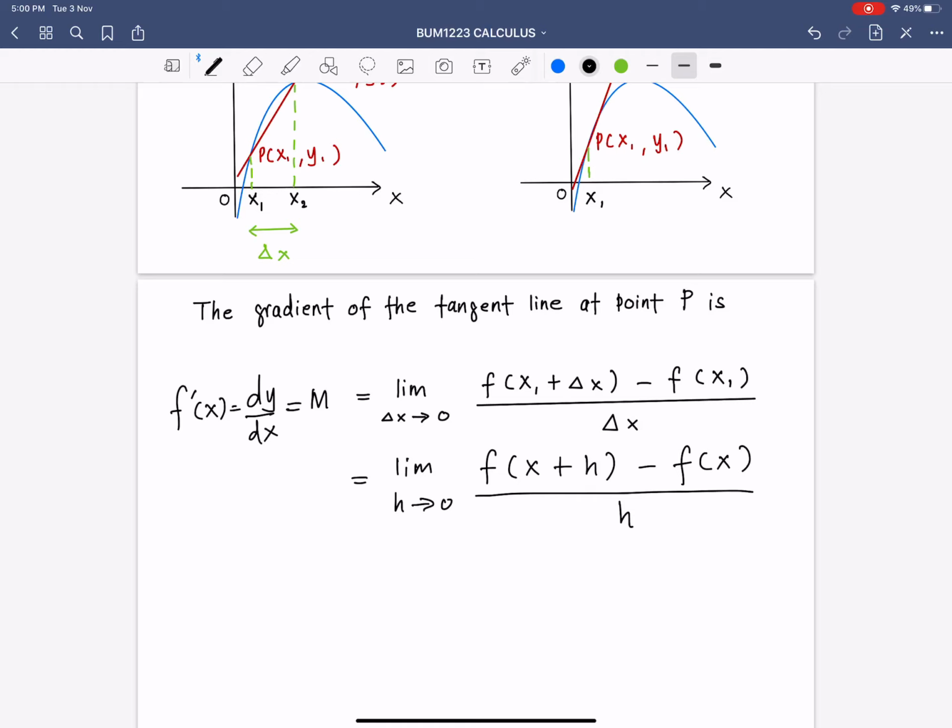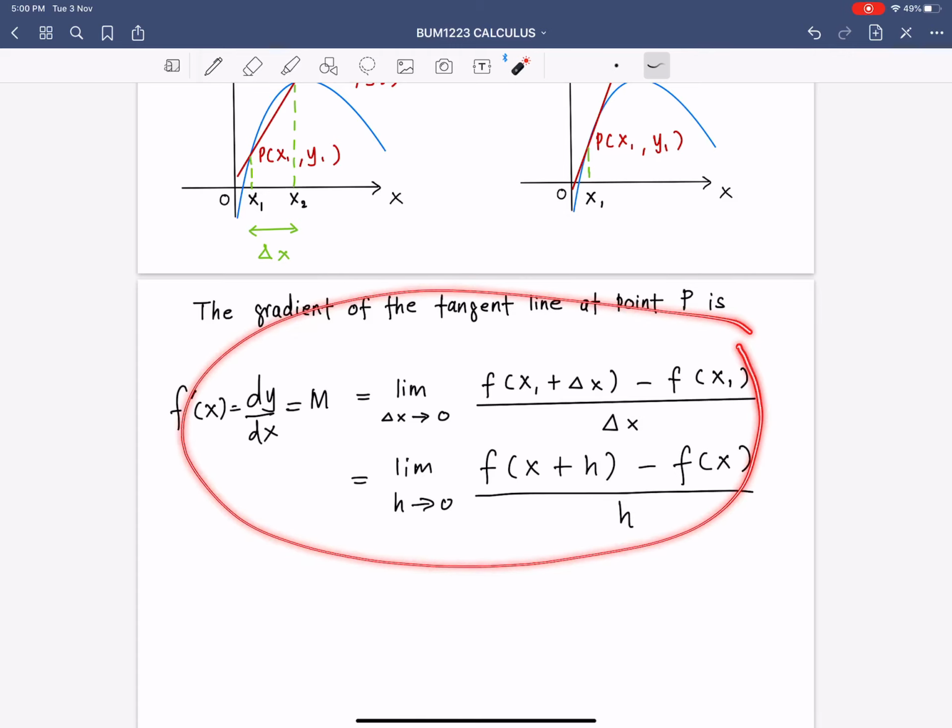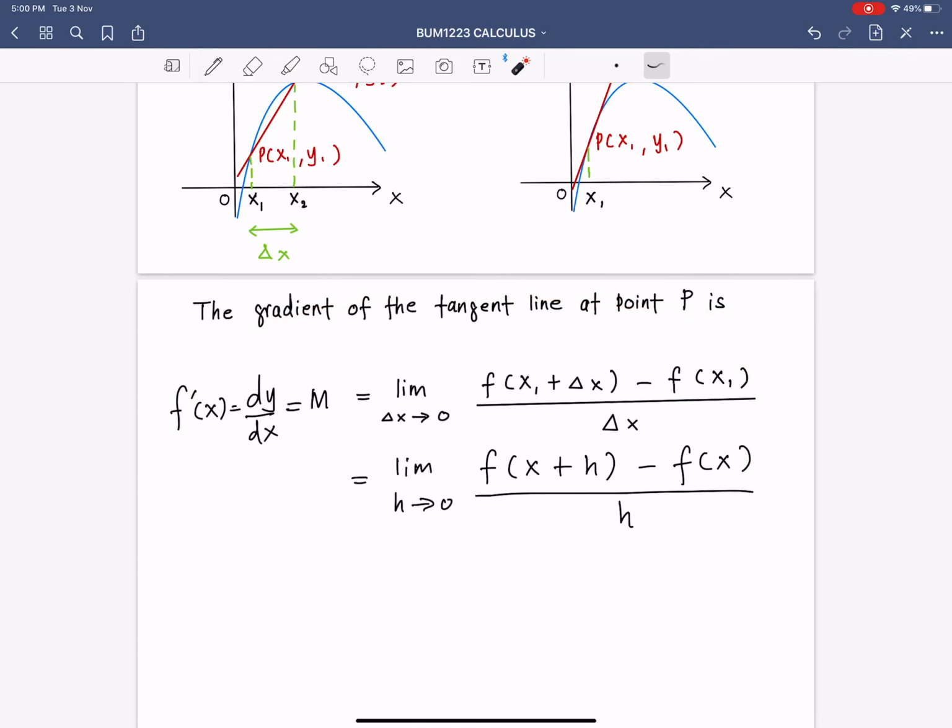The process of finding f prime x using this definition is called differentiation from first principle. To simplify the notation here, we replace variable x1 with x and delta x with the variable h. Thus, we have this formula as what you have in the lecture slide.